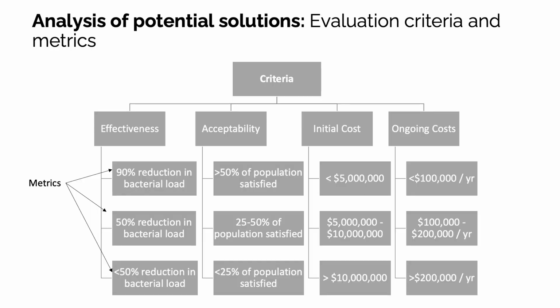Now, this is drawn from an example that I've used in the past about stormwater treatment and trying to develop a stormwater treatment system that would be satisfying and effective. So I've defined effectiveness based on how well that works. So 90%, 50%, or less than 50%. I've looked at acceptability as well. So more than 50% of the population is satisfied, et cetera, et cetera. And you can see that I've got a few different things here.